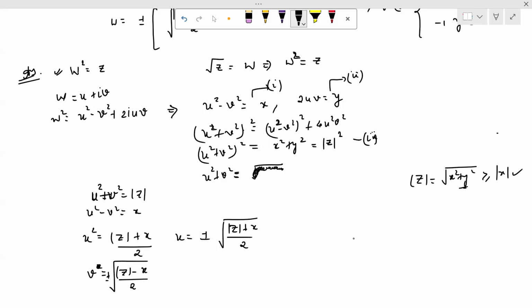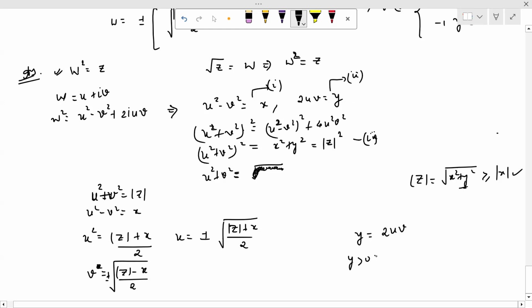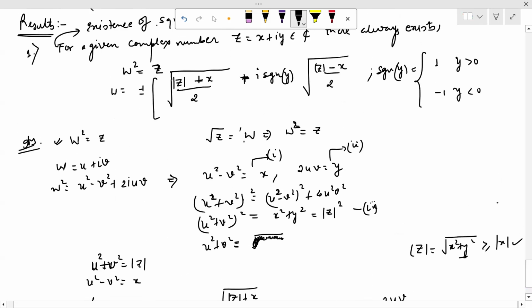Another thing you can observe is that y can be positive as well as negative. Why? Because y is equal to 2uv. If v is positive and u is positive, then y would be positive. So if uv is positive, then y is positive, and if uv is negative, then y would be negative. So therefore, you can find the remaining things. w is the square root of z, and w is equal to u plus iota v.